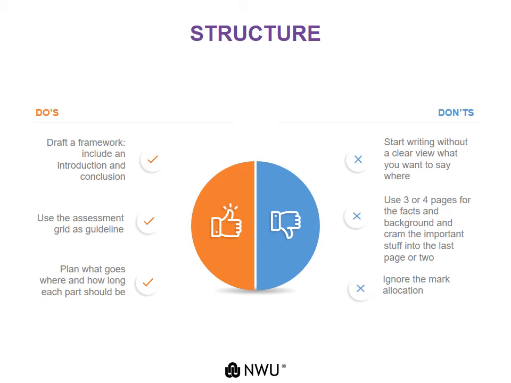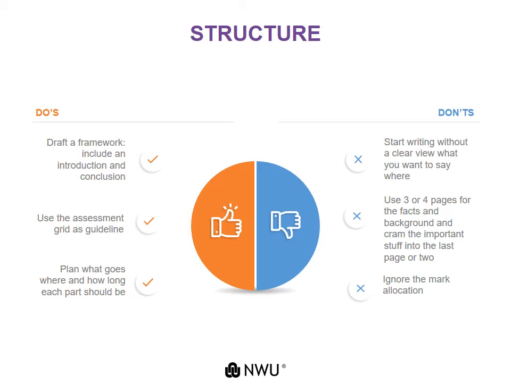Regarding the structure, draft a framework. Remember to include an introduction and conclusion. And use the assessment grid as a guideline to assist you in what must be in there. And plan what goes where and how long each part should be. Because you now have all the material that was prescribed for study unit 9. You have the case itself. In other words, you have your textbook, you have the EFF case, you have the freedom of religion case already, and now you've also searched for additional sources that you will use.